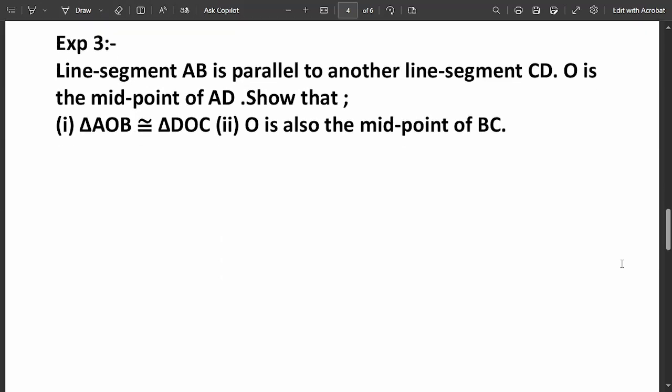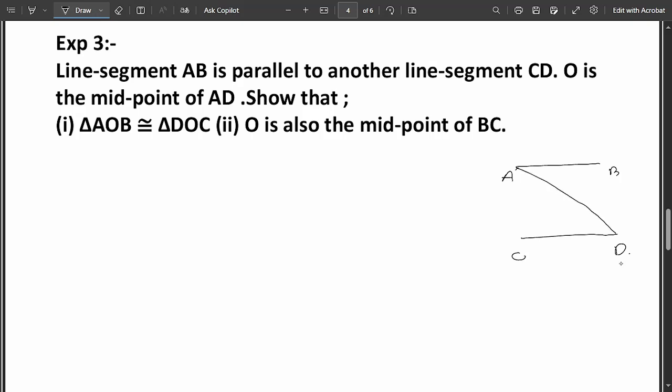Now we have the third example. We have a line segment AB parallel to a line segment CD, and O is the midpoint of AD. That means AO equals DO. This is given. So we have to show that triangle AOB is congruent to triangle DOC.